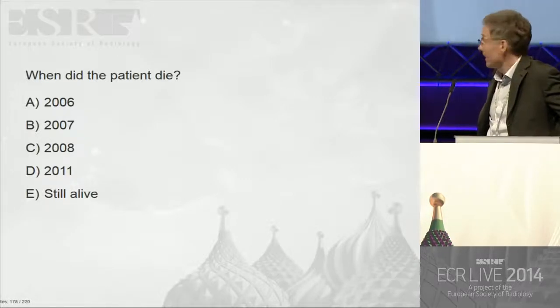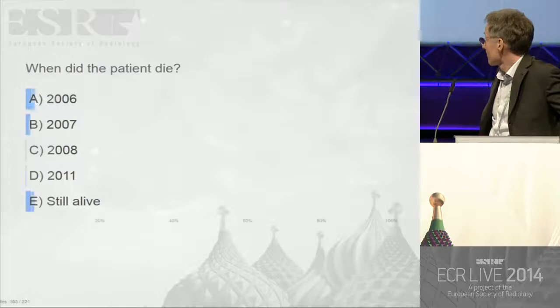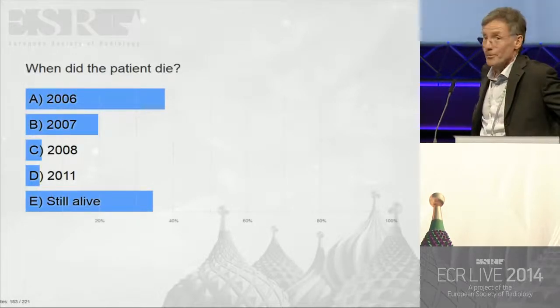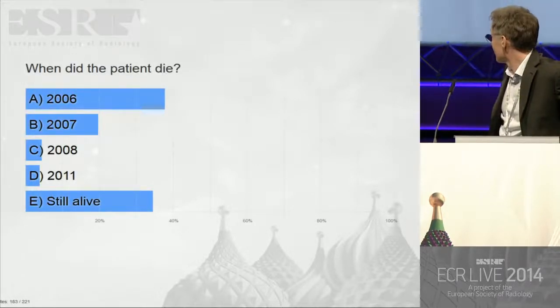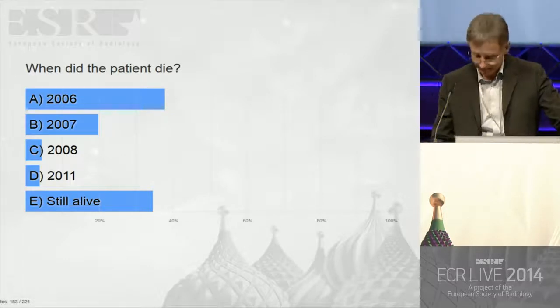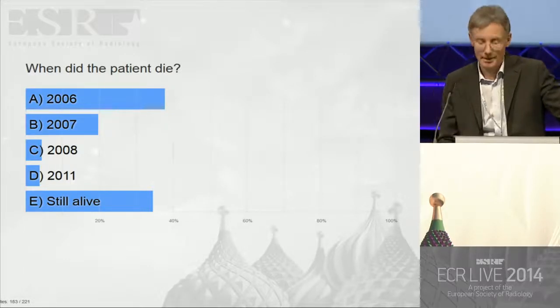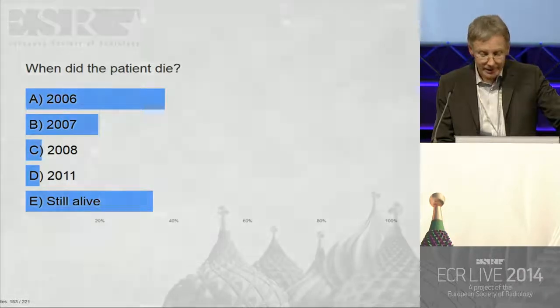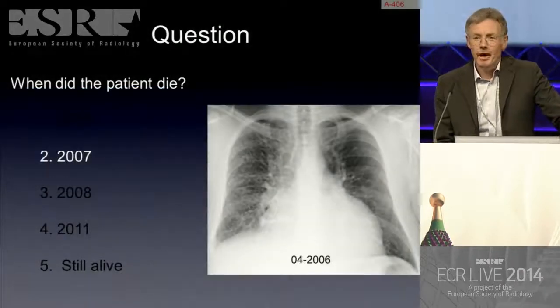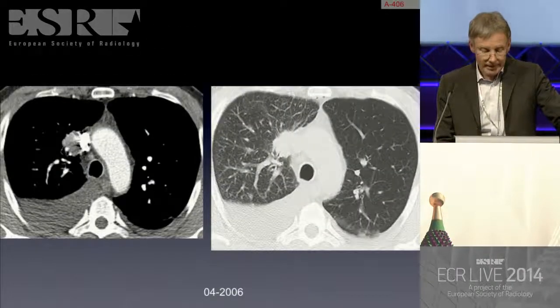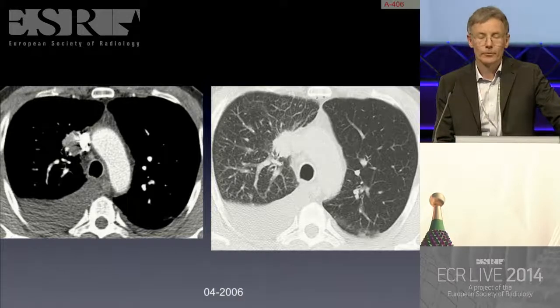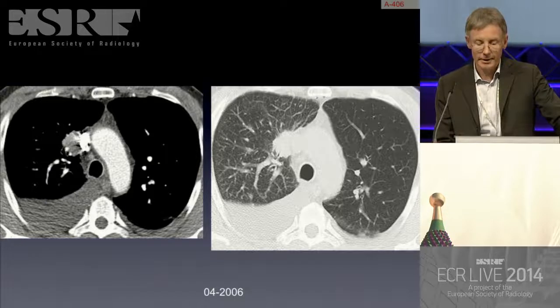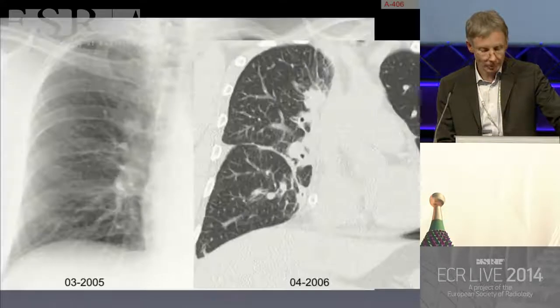I'm happy to see the answers. Well, some of you are optimistic. Nearly 33%. Okay, I'd like to be looked after by you if this happens to me. Anyway, sadly, the patient died a year later. The CT scan performed in 2006 shows the mass in the right upper lobe above the hilum with a pleural effusion and signs of lymphangitis with some septal thickening.